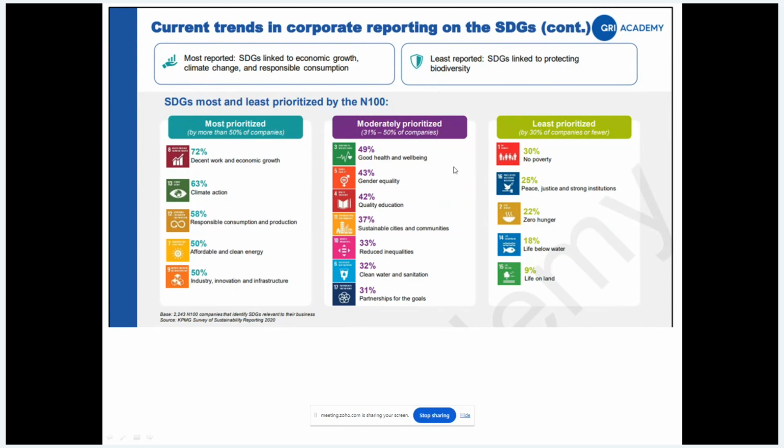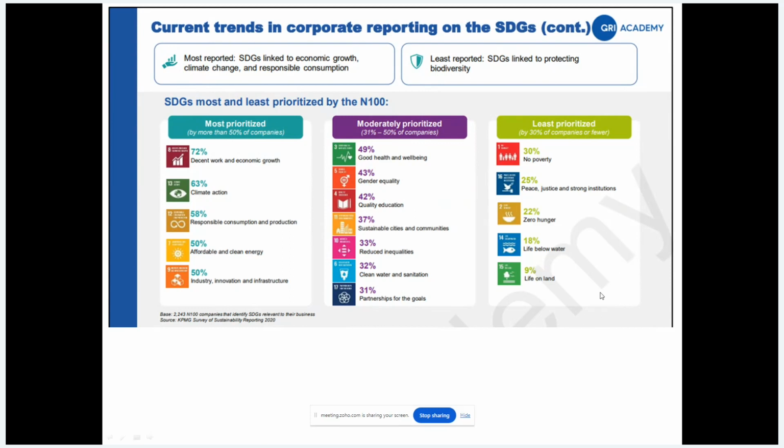moderately prioritized are good health and well-being, gender equality, quality education, sustainable cities and communities, reduced inequalities, clean water and sanitation, and partnership for the goals. And the least prioritized, reported by 30% or fewer companies: no poverty, peace, justice, and strong institutions; zero hunger, life below water, life on land.